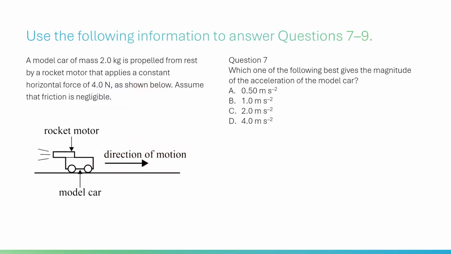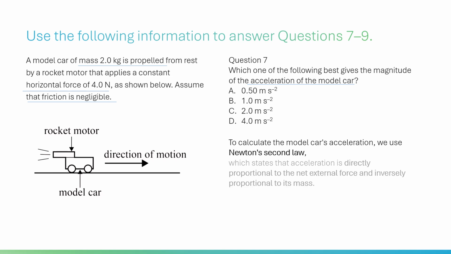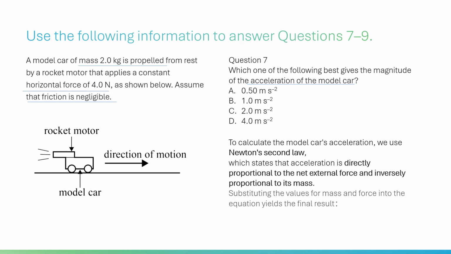A model car of mass 2.0 kilograms is propelled from rest by a rocket motor that applies a constant horizontal force of 4.0 N, as shown below. Assume that friction is negligible. Which one of the following best gives the magnitude of the acceleration of the model car? To calculate the model car's acceleration, we use Newton's second law, which states that acceleration is directly proportional to the net external force and inversely proportional to its mass.